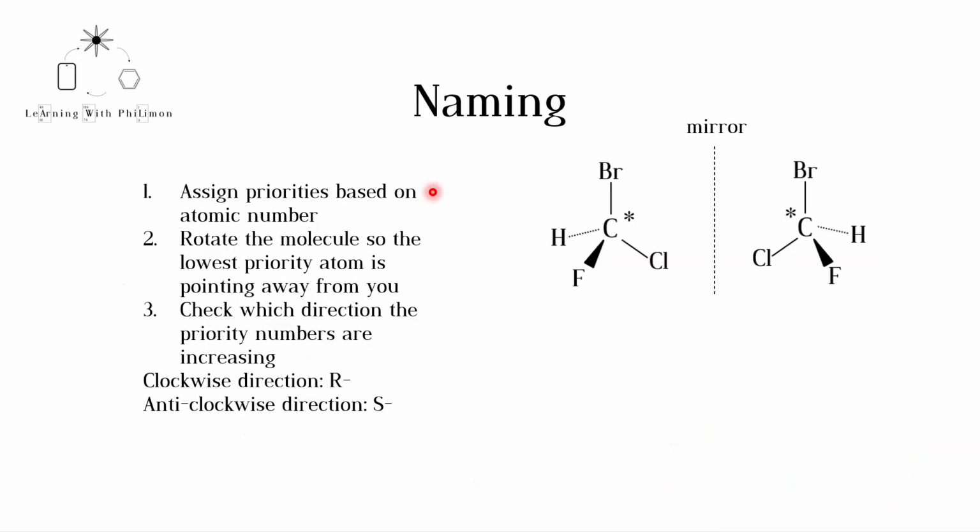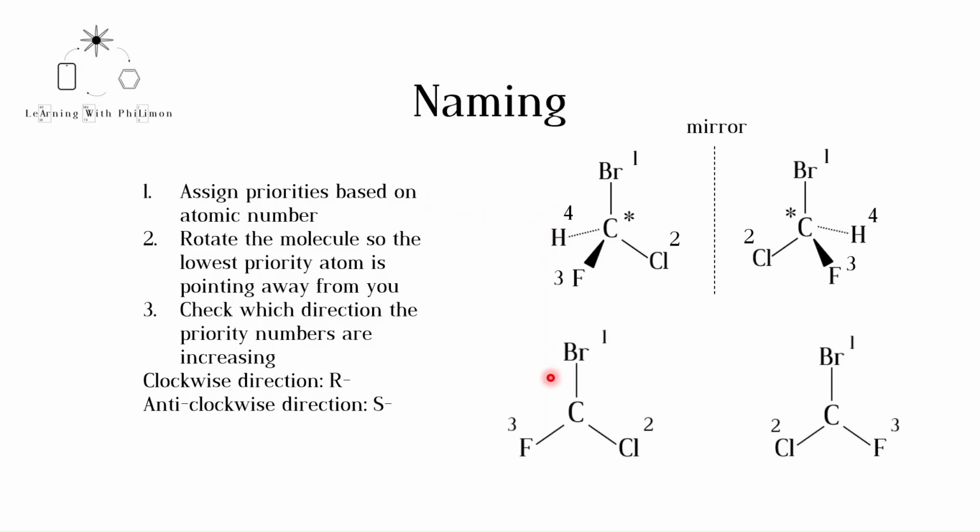To name optical isomers, we need to assign priorities, as we did for EZ isomers. For more on this, please watch the geometric isomers video. The highest priority number is assigned to the atom with the highest atomic number. So the priorities would be as follows for the two molecules. The second step is to rotate the molecules so that the atom with the lowest priority is pointing away from you. In this view, the hydrogen atom cannot be seen as it is directly behind the carbon atom. The third step is to see in which directions the numbers increase.